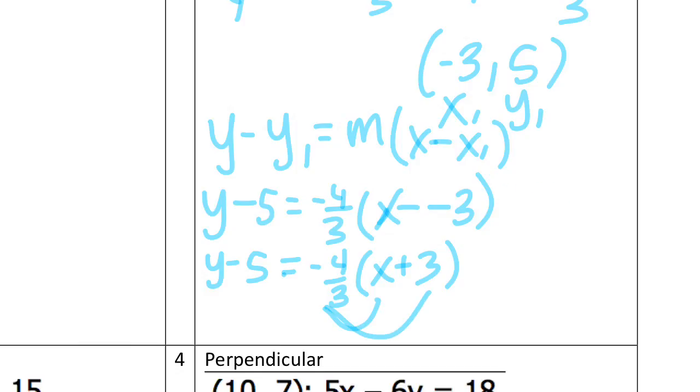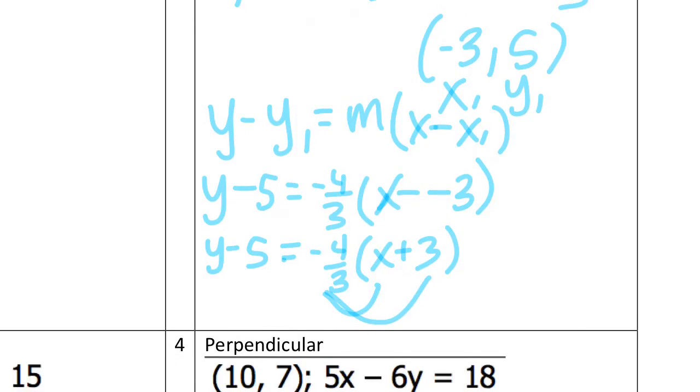I'm going to move over a little bit. Okay, so if I distribute, I get y minus 5 equals -4/3 x. Shoot, I don't have enough space. I have y minus 5 equals -4/3 x minus 4, because that 3 cancels out with the 3 in my denominator.